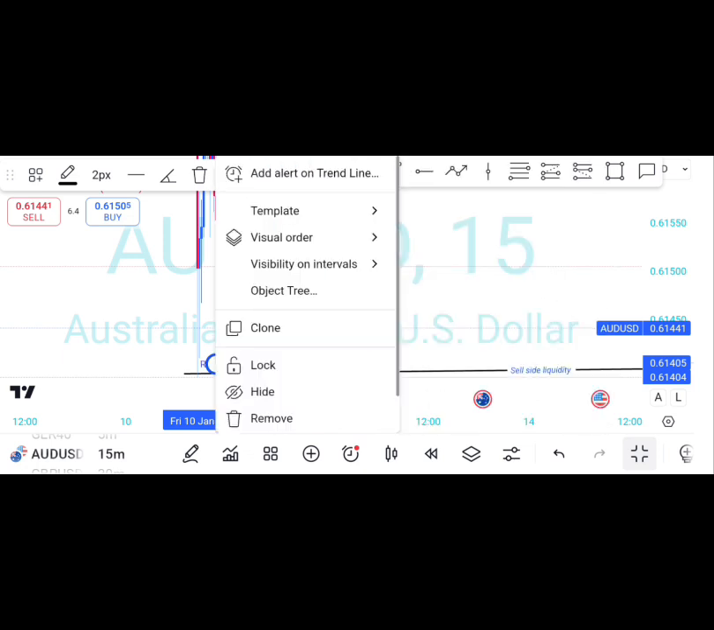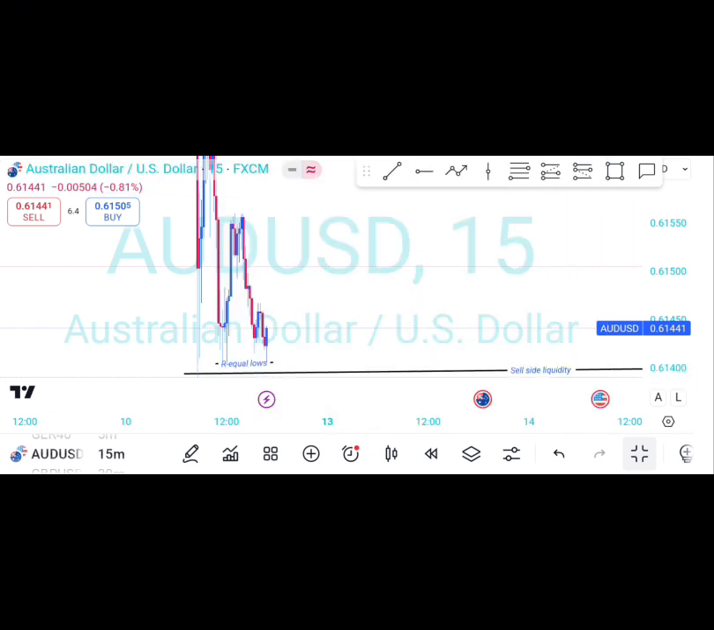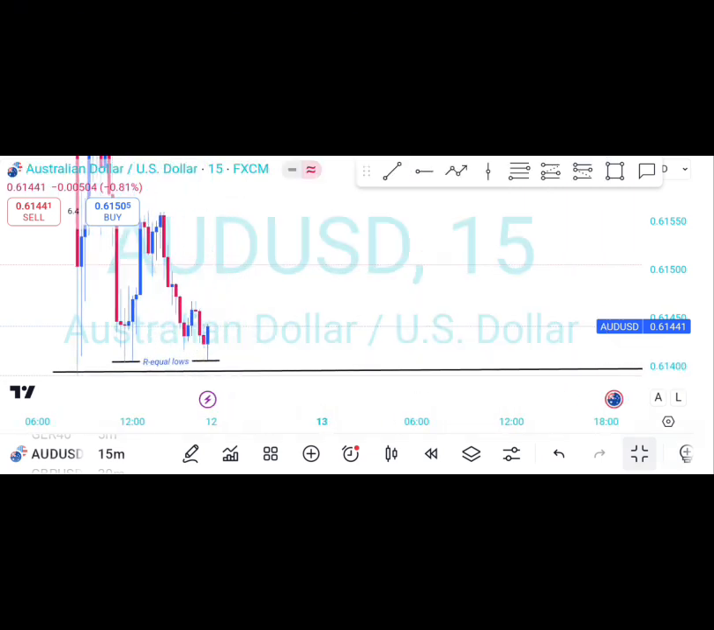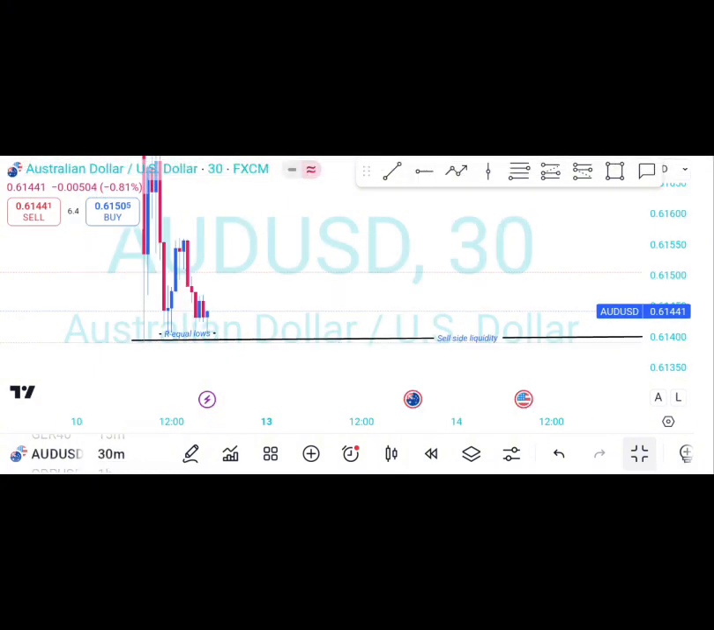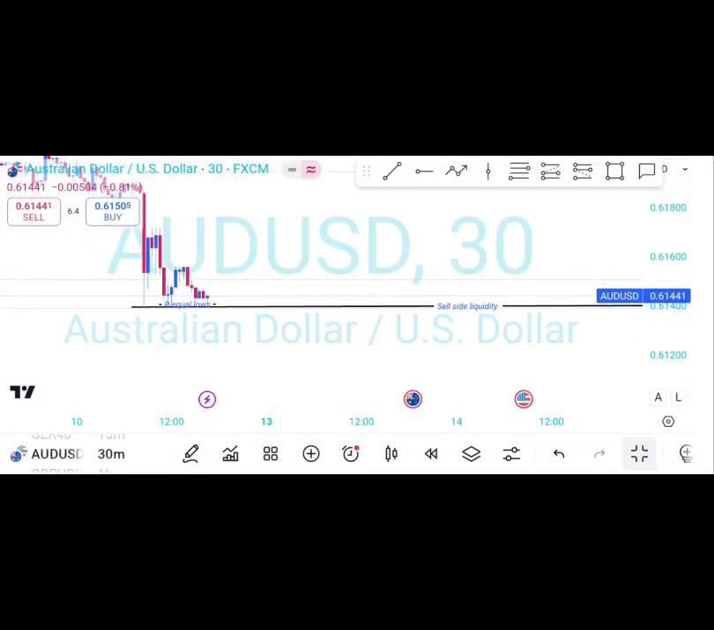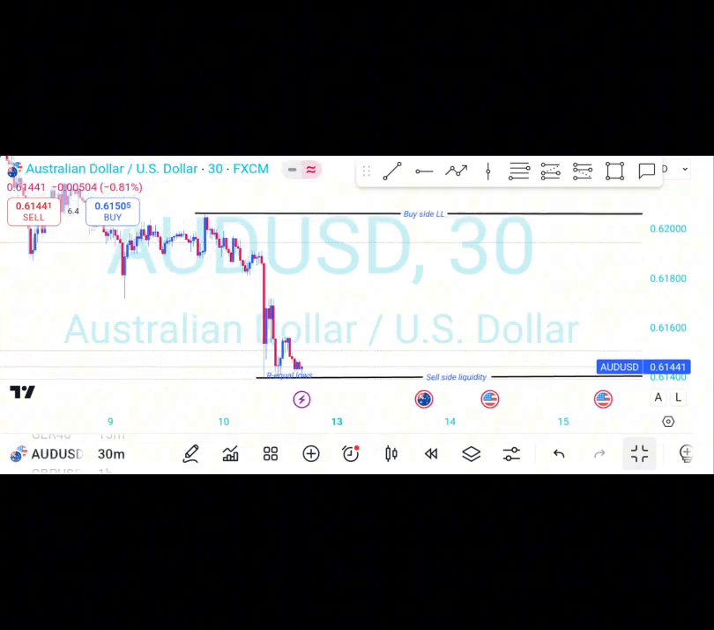No, that's a high, man. Relative equal lows. Just need to have a clean shot, guys. I'm gonna get rid of that. You know, we have relative equal lows. So guys, you know what I'm looking for? The formula. I'm looking for that formula.